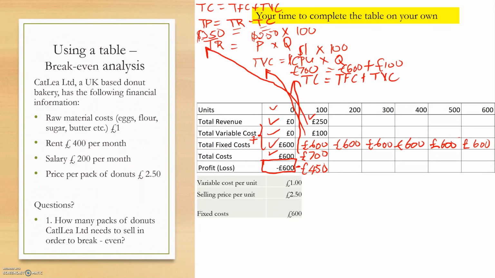What do you notice now? The profit at 0 packs of donuts compared to the profit or loss at 100 packs of donuts. Still a loss, but what do you notice? The loss has actually been reduced. I wonder what the trend will be. Will we have a trend of decreasing loss based on the information we have here? And if we have a trend of decreasing loss, what will happen as we continue?